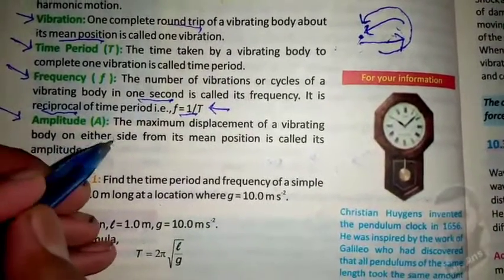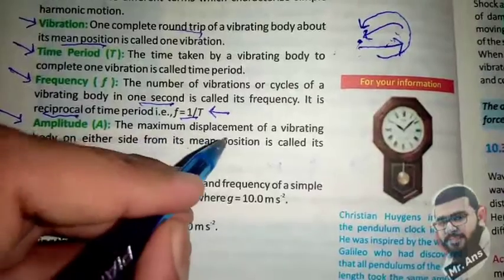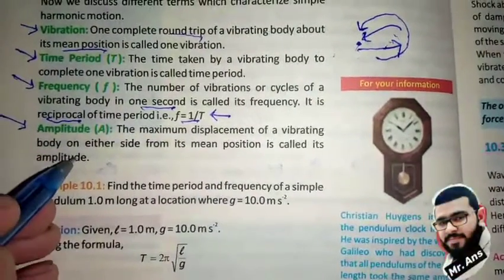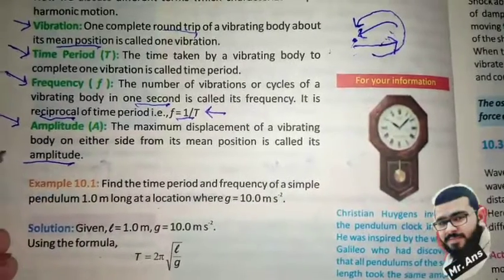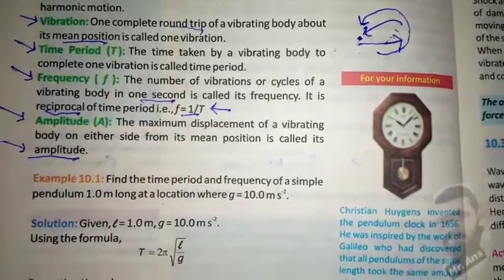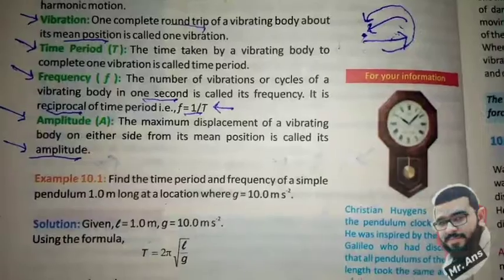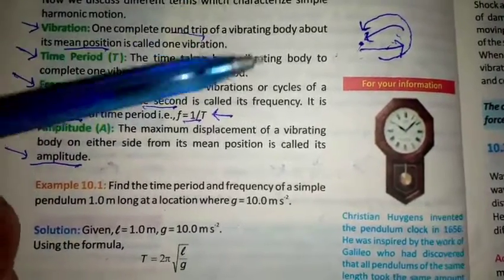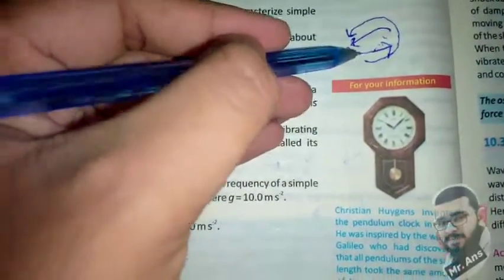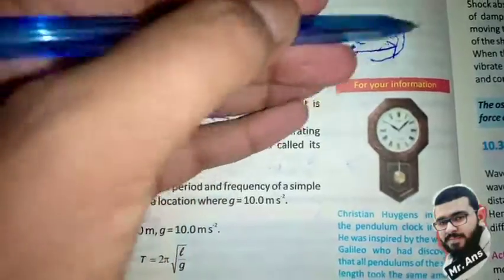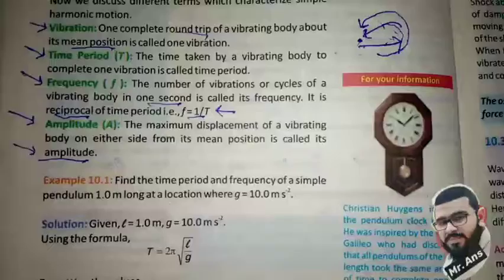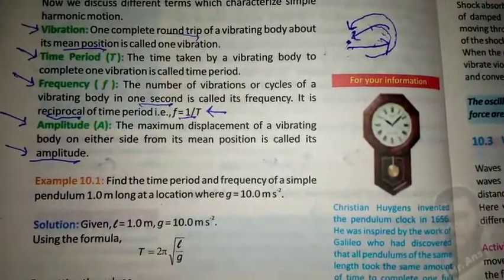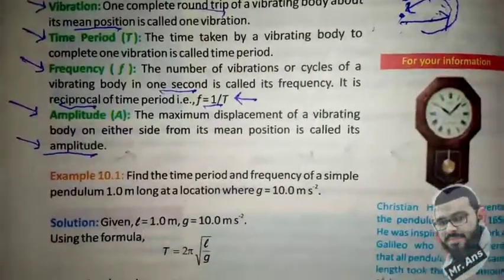Amplitude. The maximum displacement of a vibrating body on either side from its mean position is called amplitude. So amplitude is about maximum displacement. For example, it is vibrating here, so the maximum displacement it covers is the amplitude of the body.